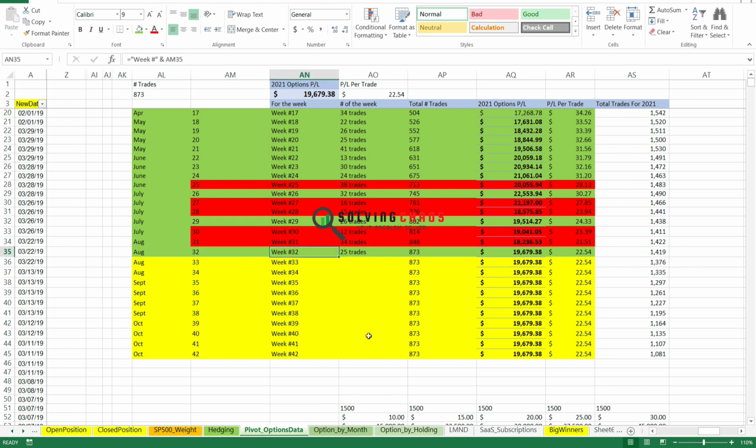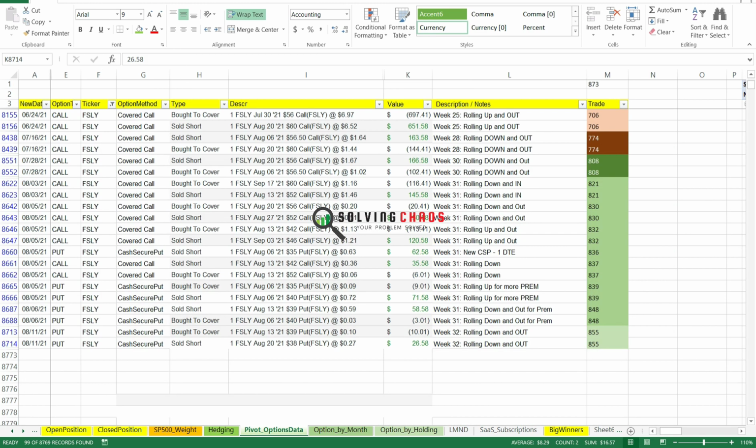Let's talk about some specific trades that I did. Last week I only did one trade on Fastly. It was my cash secured put, and I rolled it down. You see I didn't make a lot. I made a whopping $16. But if you add it up from the previous week, so two weeks ago, I have two covered calls and one cash secured put, that you can see is $293.